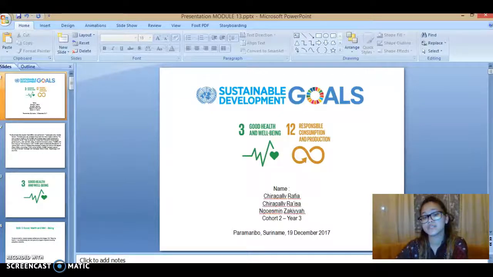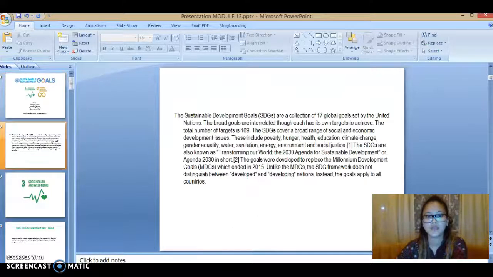Today we will talk about the Sustainable Development Goals, number 3, good health and well-being, and number 12, responsible consumption and production. The SDGs are a collection of 17 global goals set by the UN. The broad goals are interrelated, though each has its own target to achieve. These include poverty, zero hunger, health, education, climate change, etc.